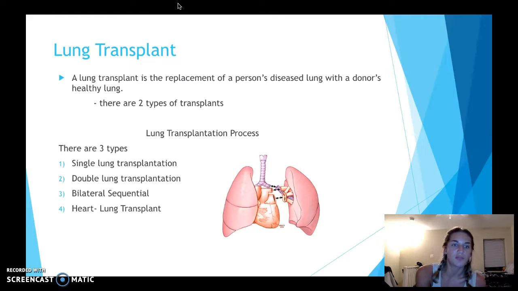The lung transplantation process has 3 types: single lung transplantation, double lung transplantation, bilateral sequential, and a heart and lung simultaneous transplant. Single lung is 1 lung, double lung being 2. Bilateral is the transplant of both lungs, done one at a time. It can also be known as bilateral single. And in a heart-lung transplant, the lungs are replaced first, followed by the heart.